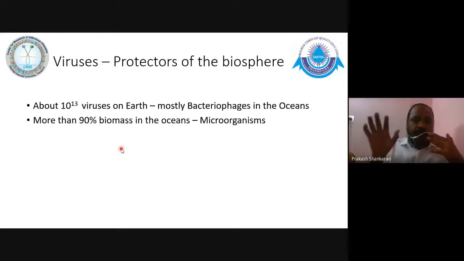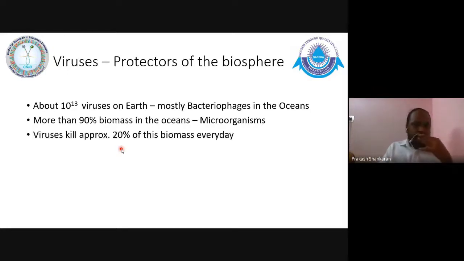The other information is, in oceans, more than 90% of the biomass is just microorganisms. Everything, bacteria, fungus, algae, everything. If 90% of the biomass in the oceans is microorganisms, and you know the speed at which they can replicate, how could they not be dominating the oceans? But here is our hero, the viruses. They kill approximately 20% of this biomass every day. So they are the checkers.